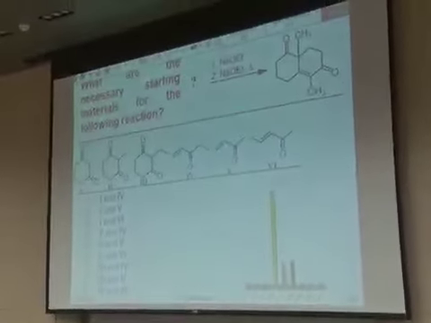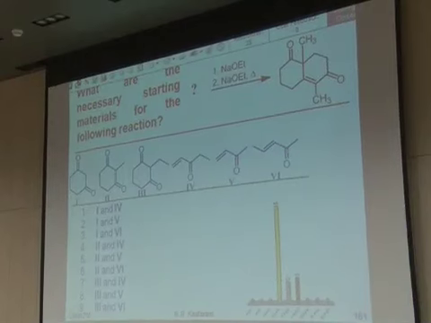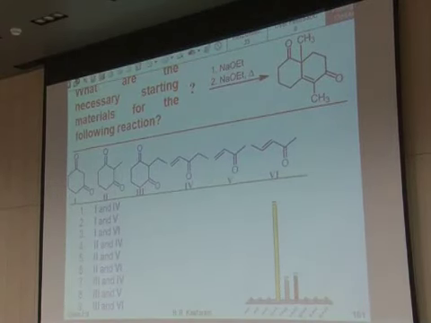So the majority of you answered 4, which is 2 and 4. How are we going to solve this? What do you think is the best approach to solve this? Retrosynthesis. This is coming from where? From this one.